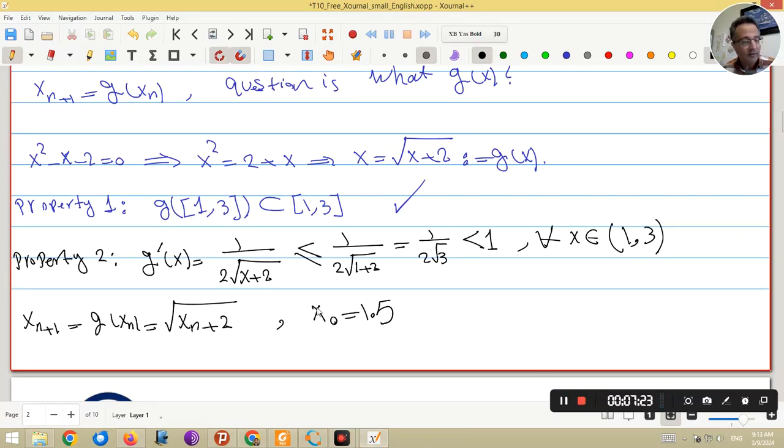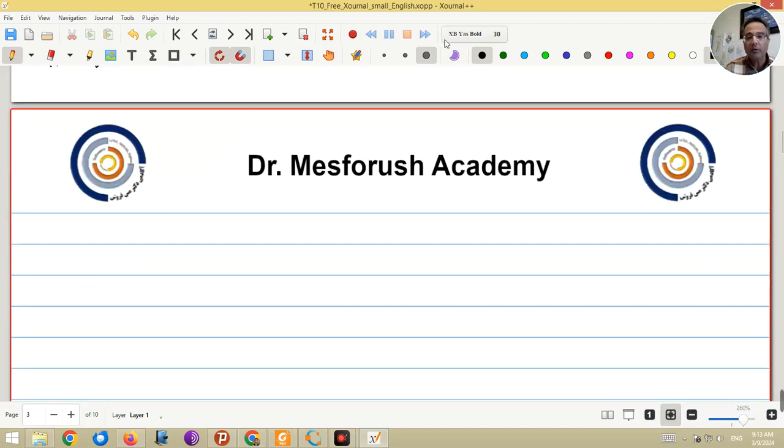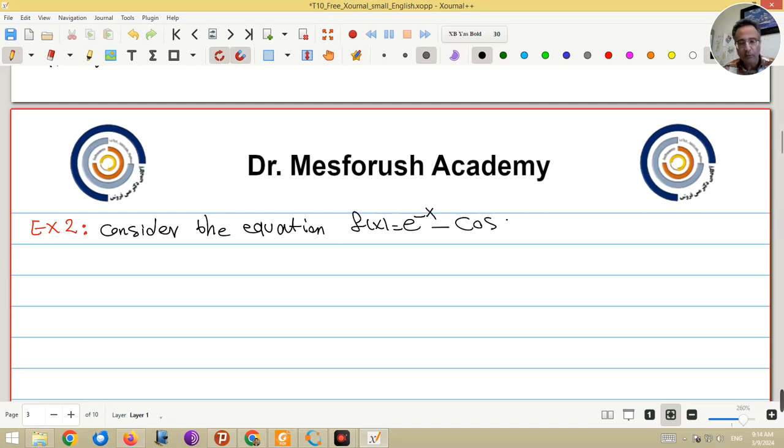That was a very, very simple example. Let me solve another problem. The other one is example number 2. Let me write the problem. Consider the equation f of x equal to e to the power of minus x minus cosine of x equal to 0.